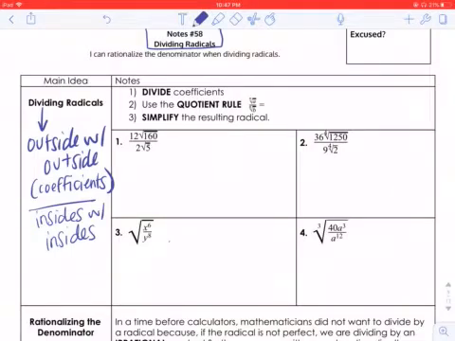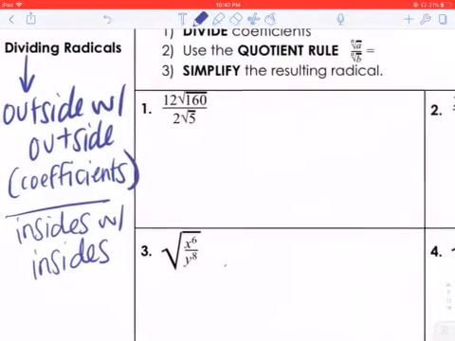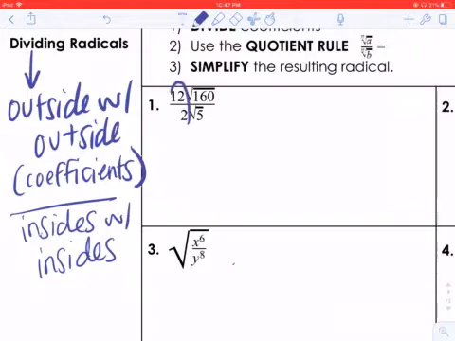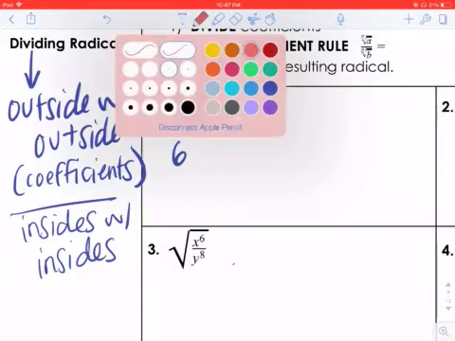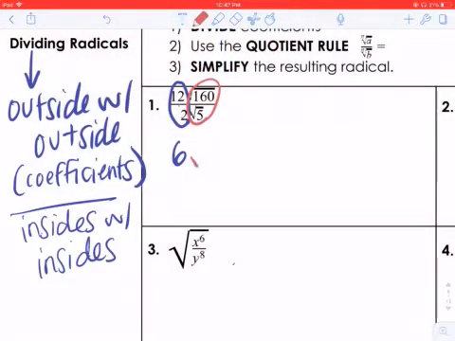So what that means, I'm looking at number 1 here, so I'm going to do my outsides. 12 divided by 2 would be 6. And then I'm also going to do the insides, so I have the square root, and I'm going to do 160 divided by 5. Quick math, that's 3, 1 left over, 32. So 160 divided by 5 is 32.